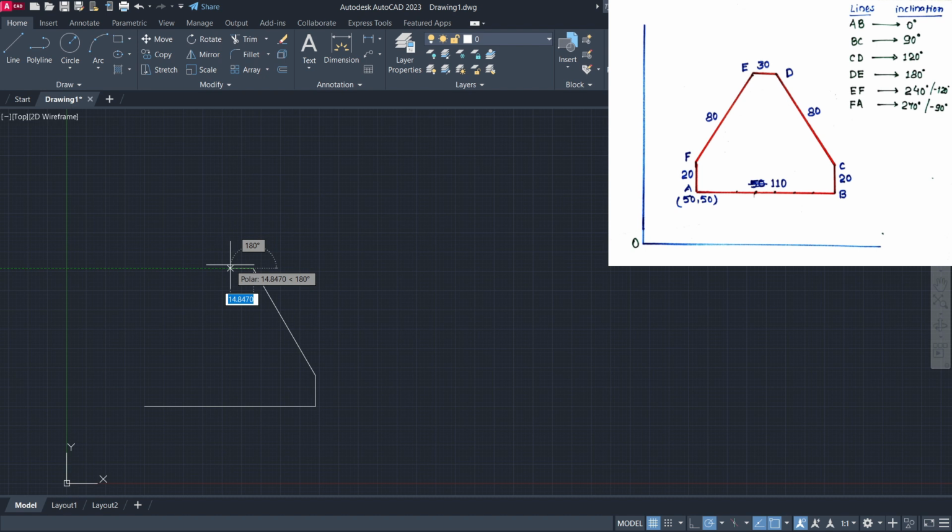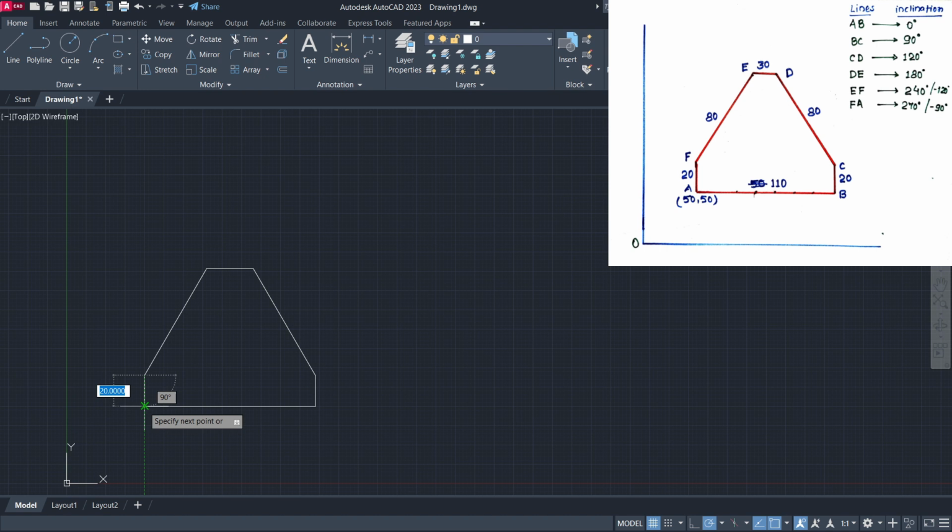So this fourth point has been also defined. And then for the E point, we have @30 angle sign, and then 180 degrees, enter. Again for the F point, what we have is @80 angle sign, and the angle is 240 or minus 120, whatever you want to enter.